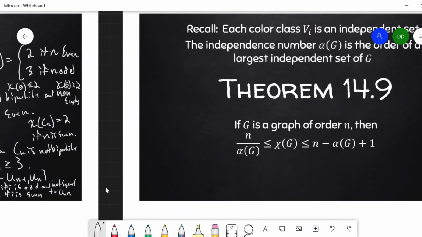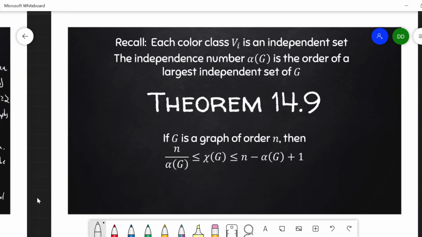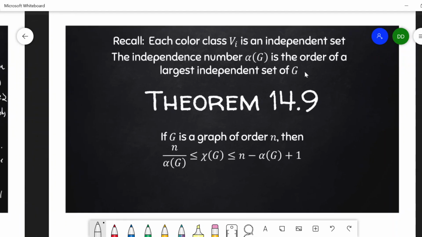As a preview for the next video, it's Theorem 14.9, where we relate back to another parameter of the graph, in particular the independence number of the graph. I'll see you there. We'll prove it.